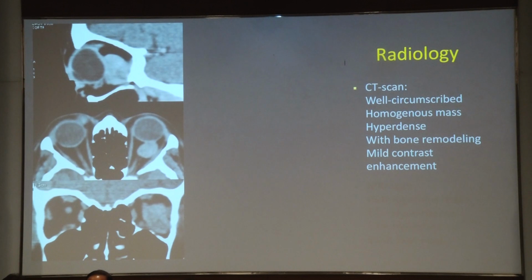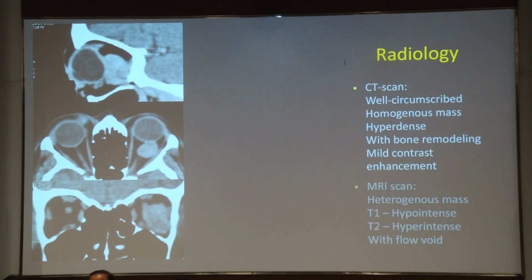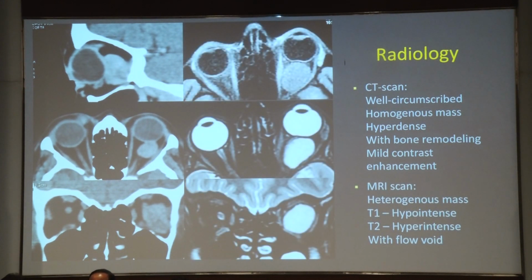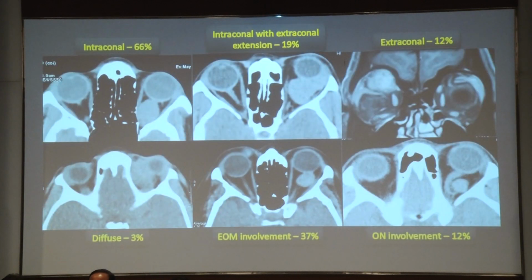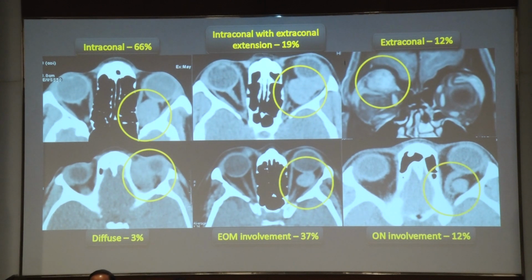Radiologically, on CT scan, we saw that the tumor was well circumscribed, hyperdense, with bony remodeling due to the chronicity, with mild contrast enhancement. MRI showed a heterogeneous mass, hypointense and hyperintense. What's most important was the flow void. That is the diagnostic. The mass was intraconal in 66%, which was commonest, but we also saw extraconal extension, extraconal mass overall, diffuse presentation, and a very rare involvement of the muscle and the optic nerve too.